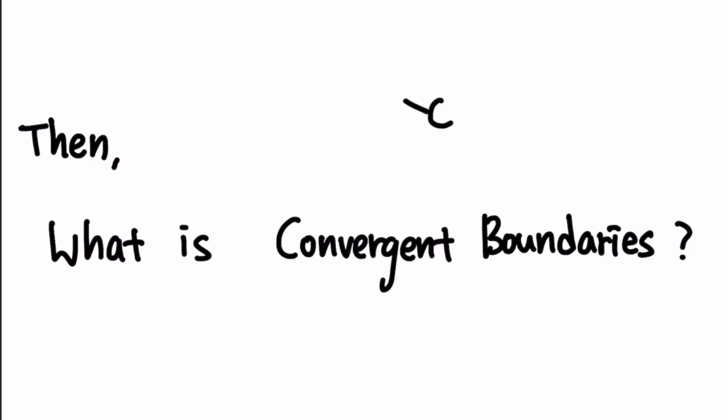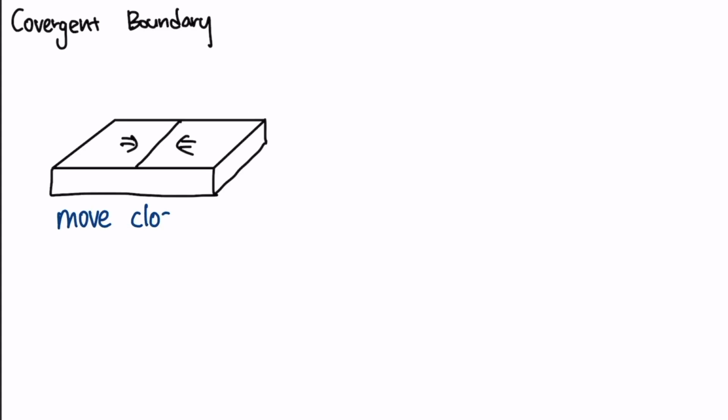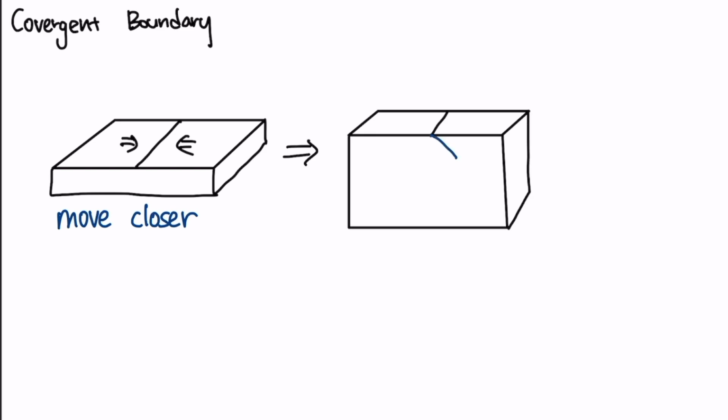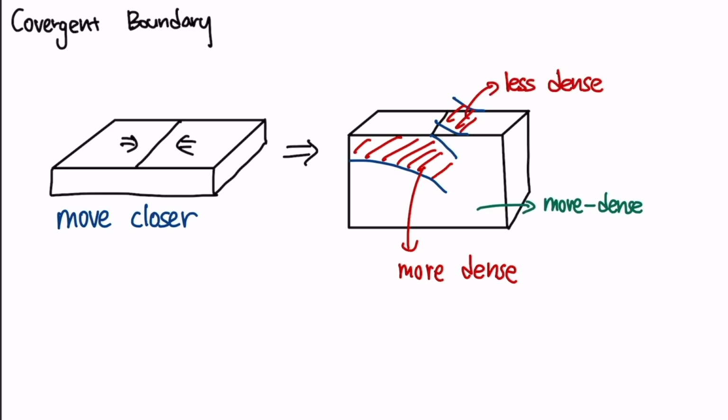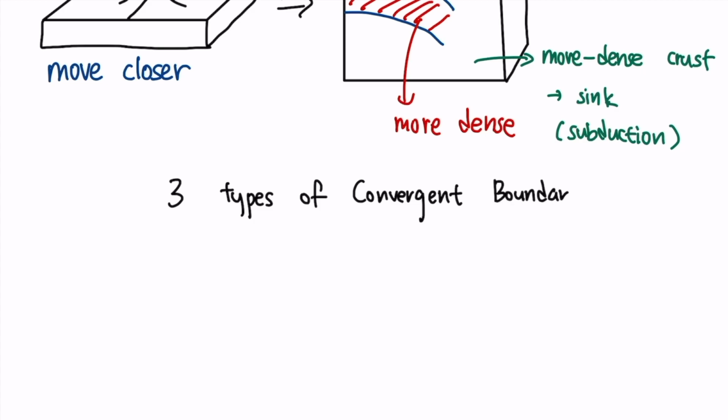While the convergent boundary occurs when two plates move closer and closer, then one of the plates, which is denser, will sink under the other plate, which is known as subduction. The convergent boundary can occur between two continental plates, one oceanic and one continental plate, or two oceanic plates.